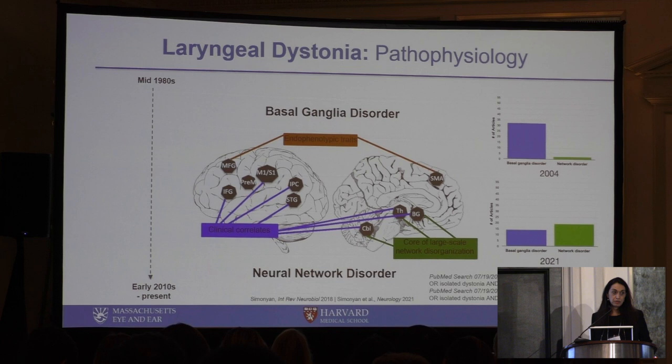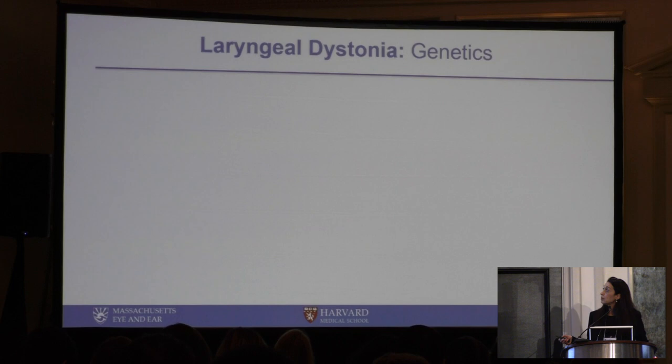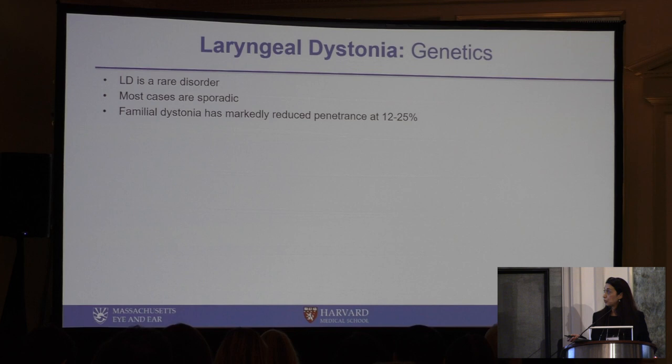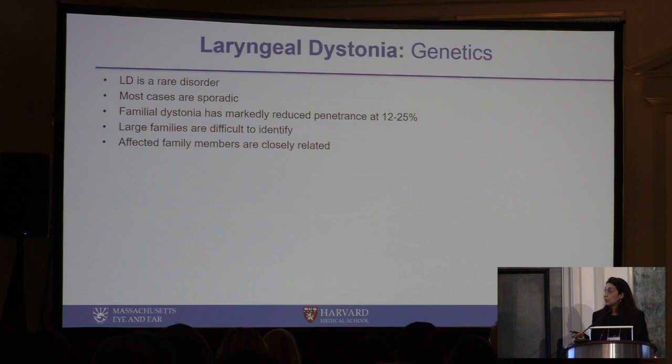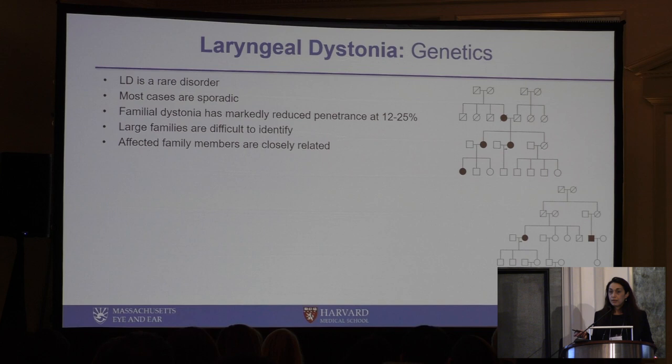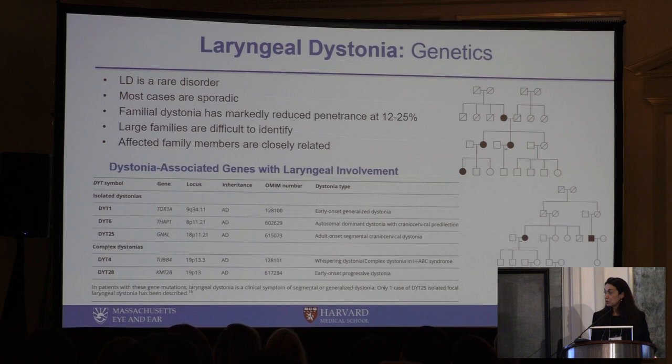So, briefly about genes and their influence. Laryngeal dystonia is a rare disorder. Most cases are sporadic. And as I mentioned, familial dystonia has reduced penetrance at 12 to 25%, depending on the publication. Large families are difficult to identify, and the affected family members are closely related. These are all challenges we have been facing in identifying single genes that are specifically causing laryngeal dystonia. However, there are a few genes, such as DYT1, DYT6, and DYT25, that involve generalized or segmental forms of dystonia, and they do also have laryngeal involvement. These patients do experience laryngeal dystonia, but it's part of their generalized and segmental forms.